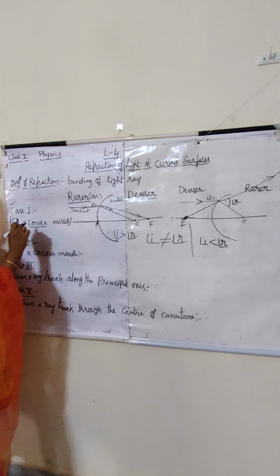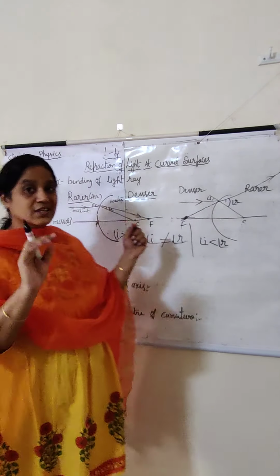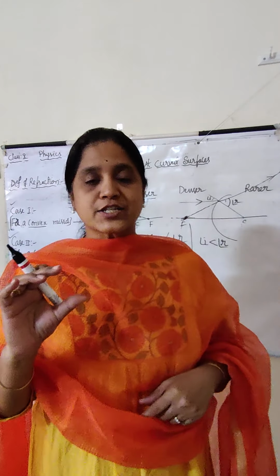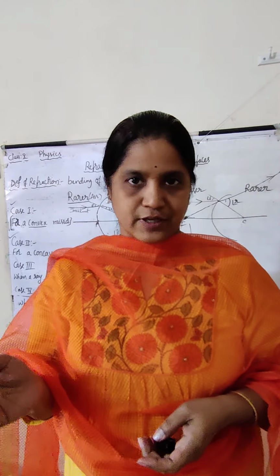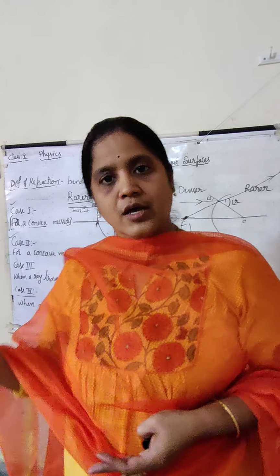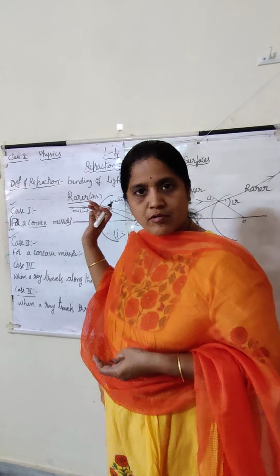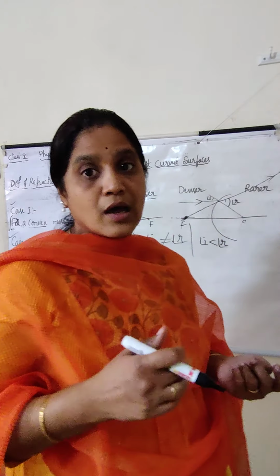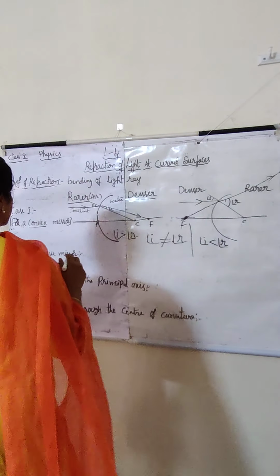Now, in the second case, we are discussing the refraction of light on curved surfaces. Curved surfaces means we have the convex and concave. I just discussed the convex. Now I will explain through the concave surface.